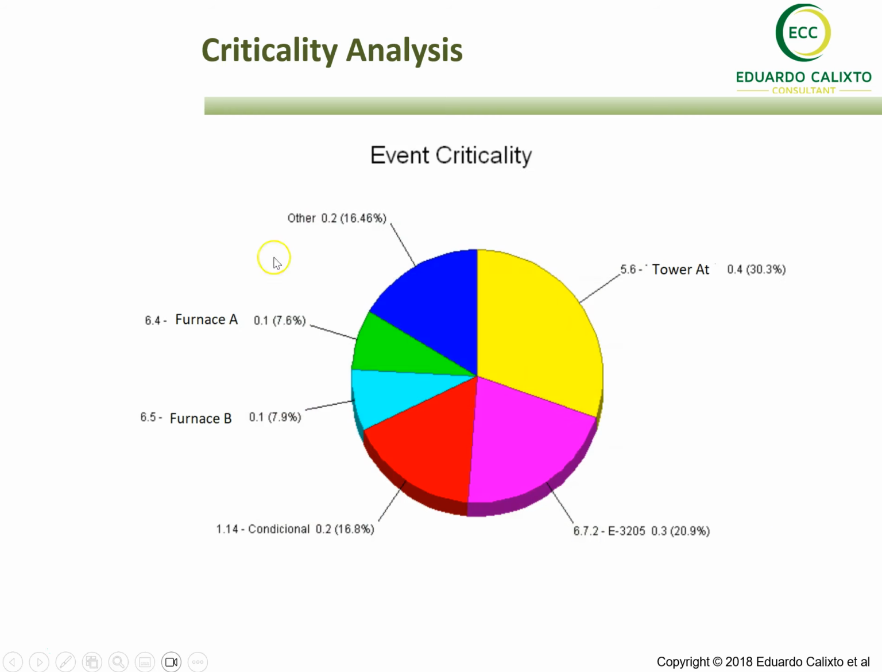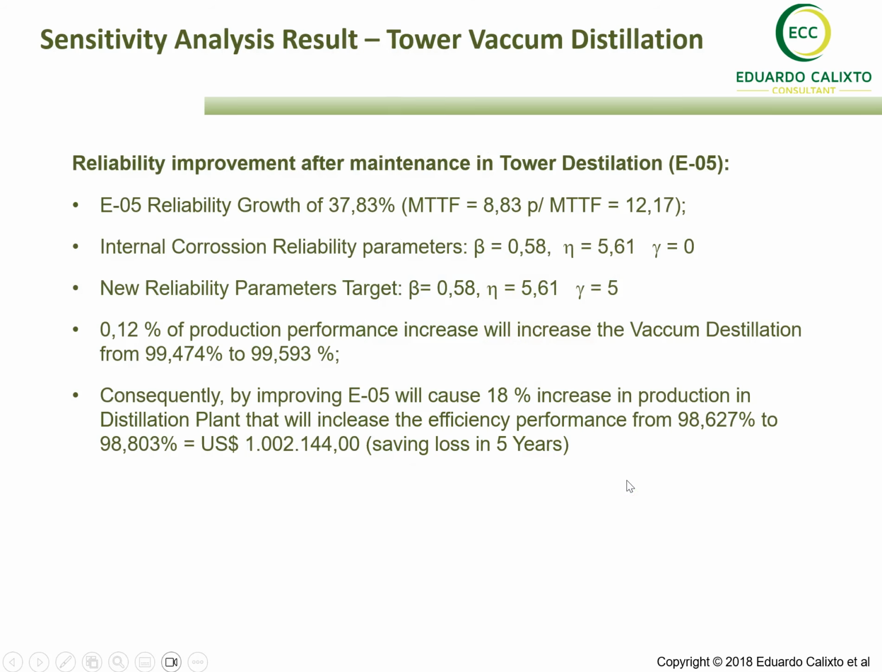Then when I look at it from a production point of view, I can see that the two furnaces, as I mentioned here, and the atmospheric tower and the distillation tower here, are the ones that account for almost 70% of the total loss of production. These are the four equipment that I will focus on.